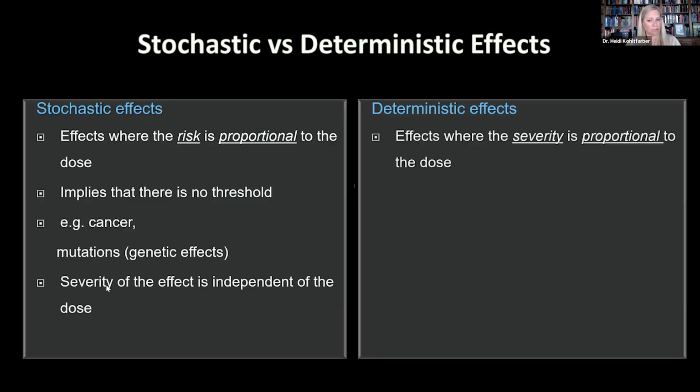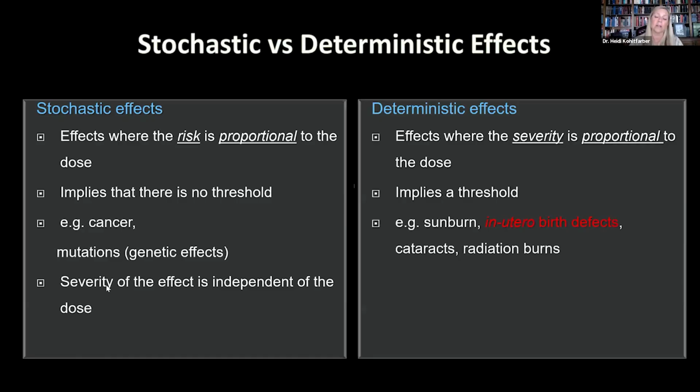Then we have our deterministic effect. And here the severity is proportional to the dose. And we actually do have a defined threshold. So I can say, at X amount of radiation and above, I will see this effect. At X amount of radiation and below, I will not see this effect. So we have a defined threshold. And we see this with a couple of different things, such as our in utero birth defects. There's actually a radiation cataracts that looks different than senility cataracts, and there are radiation burns.